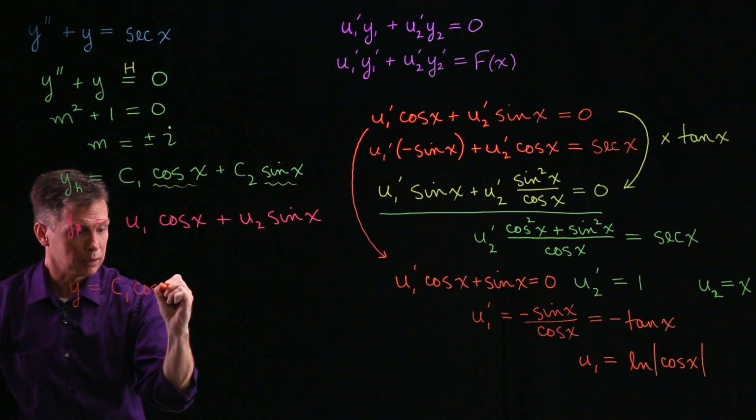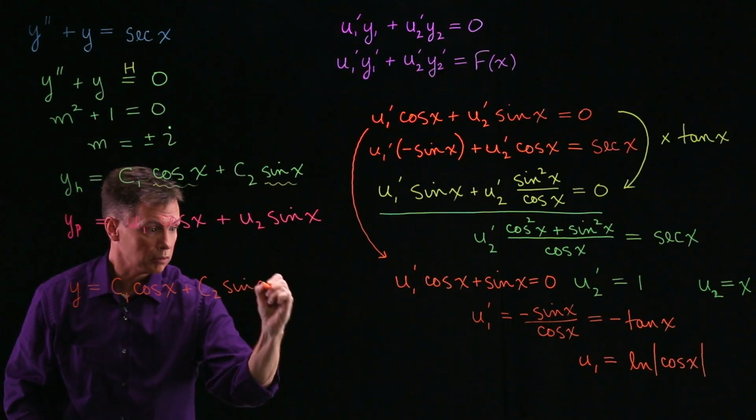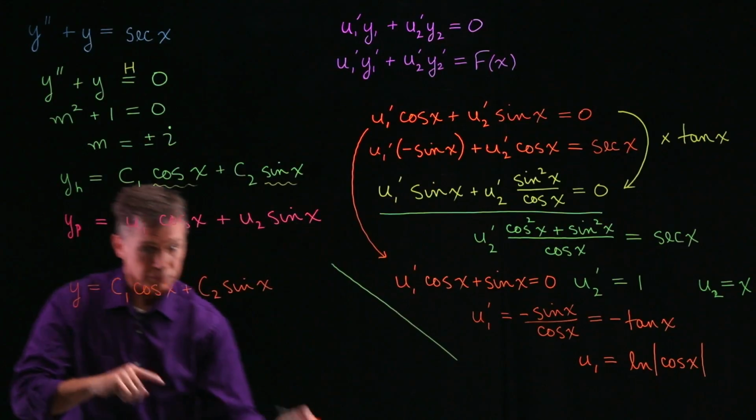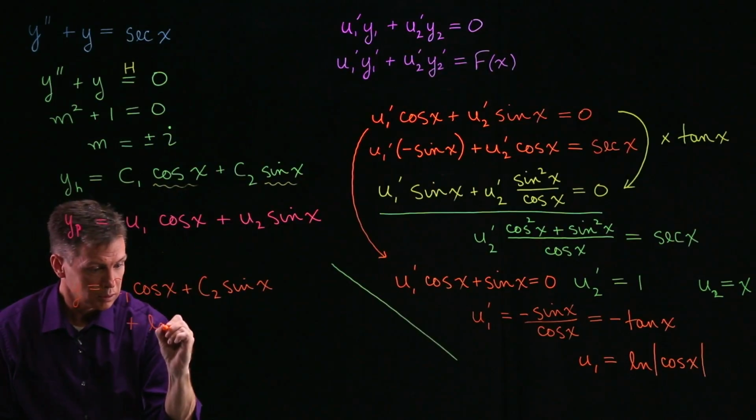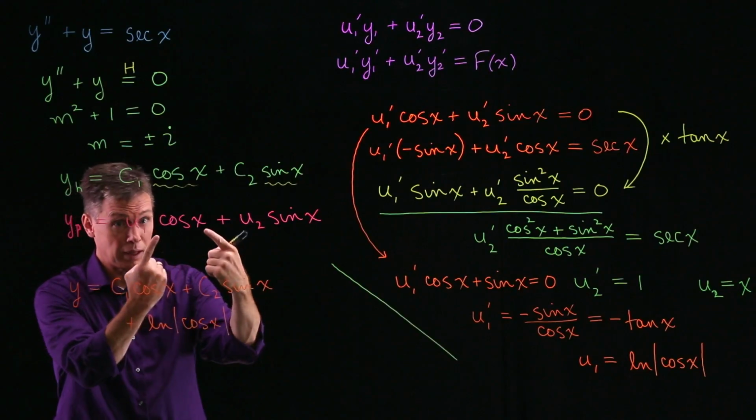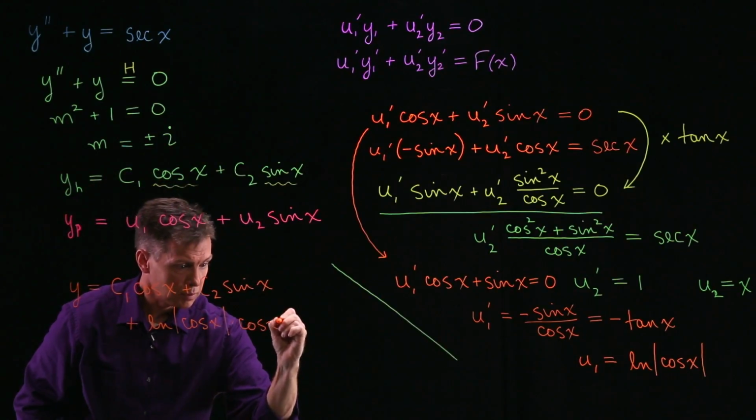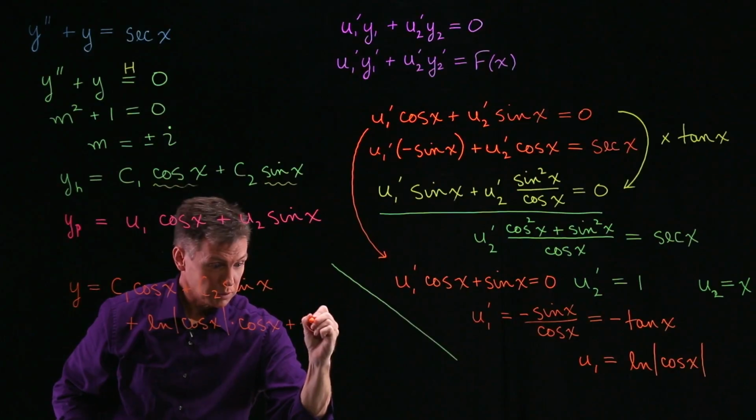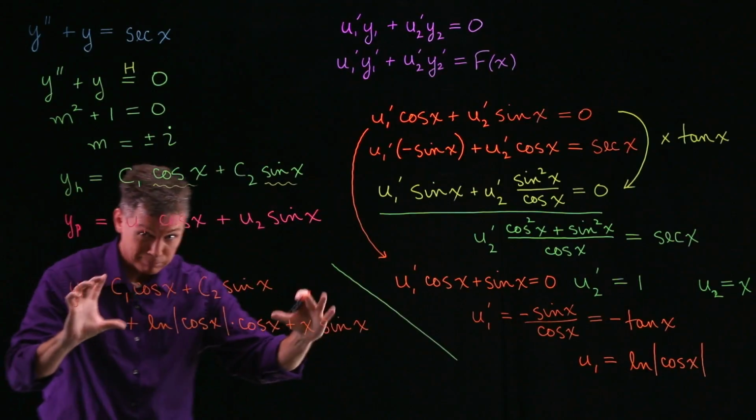C1 cosine of x plus c sub 2 sine of x. Let me slip down just so I don't start straying over there into that work. Plus u sub 1, which we said was the natural log of the absolute value of cosine of x, times cosine of x, and then plus u sub 2, which we said was x, times sine of x. So this is my final answer.